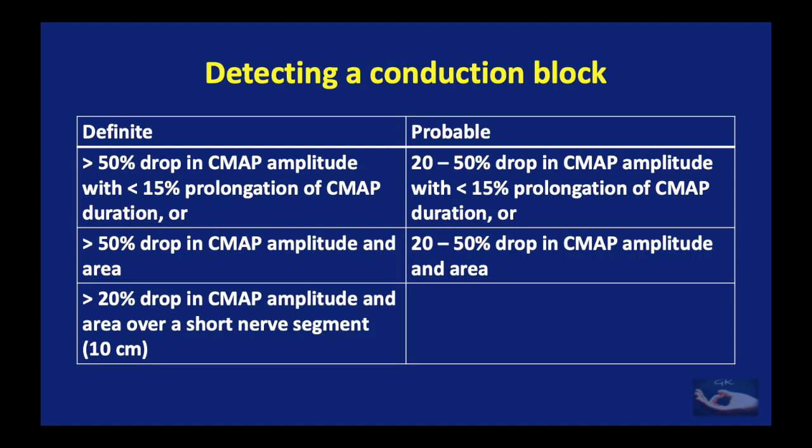A conduction block in a nerve occurs either due to an acute injury due to trauma to a nerve, which is a blunt trauma causing neuropraxia, or a chronic injury like an entrapment neuropathy. The definite features of a conduction block on nerve conduction studies are more than 50% drop in the CMAP amplitude with less than 15% prolongation of the CMAP duration, or more than 50% drop in the CMAP amplitude and area, or more than 20% drop in the CMAP amplitude and area over a short nerve segment of about 10 centimeters.